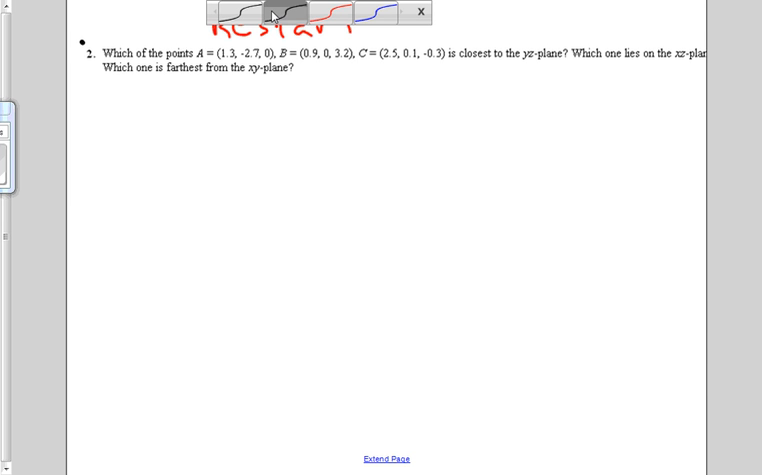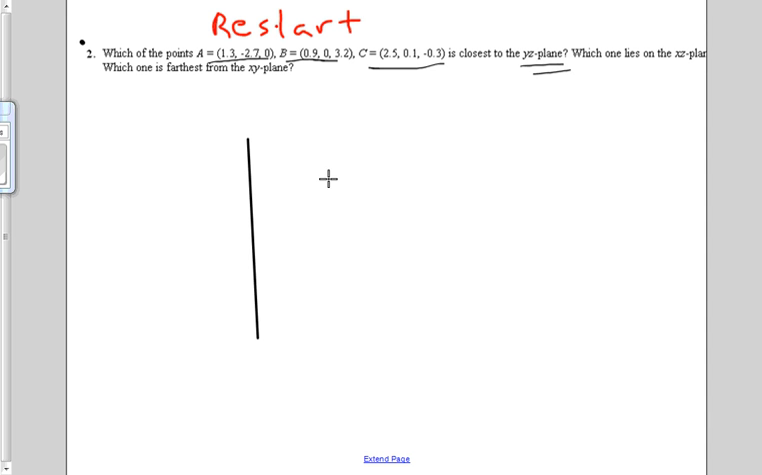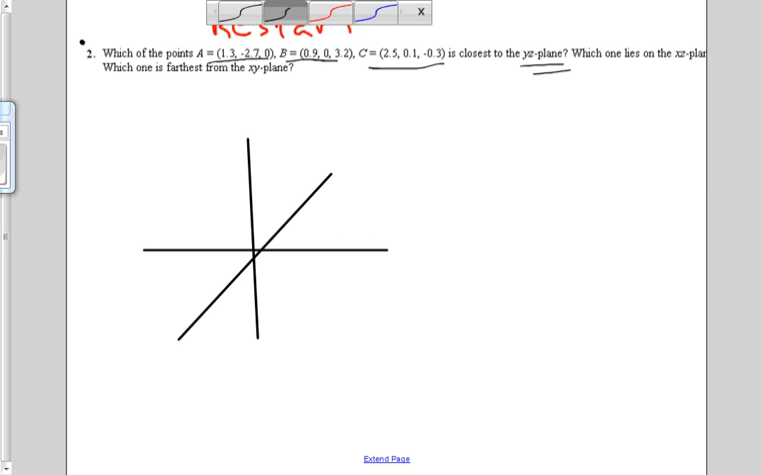Okay, so here we are, and we are answering which set of points, A, B, or C, is closest to the YZ plane. So remember, the YZ plane, let's draw a quick picture of what that looks like. This takes a little bit of imagination here, but here's our positive X, Y, and Z. So for the YZ plane, what that means is that X equals 0.